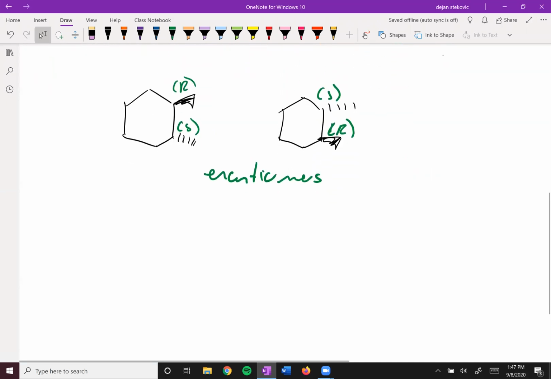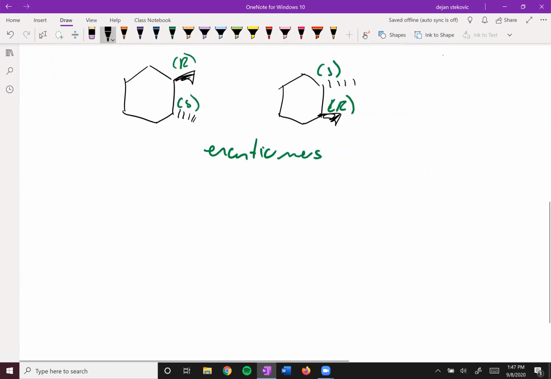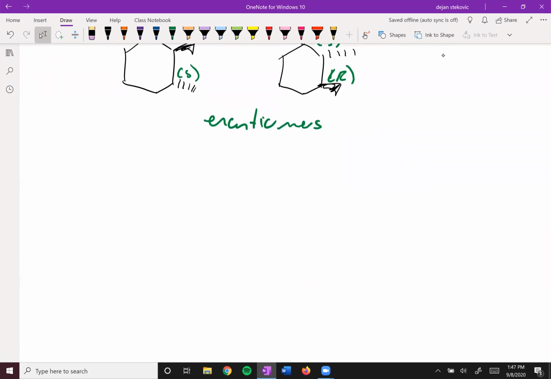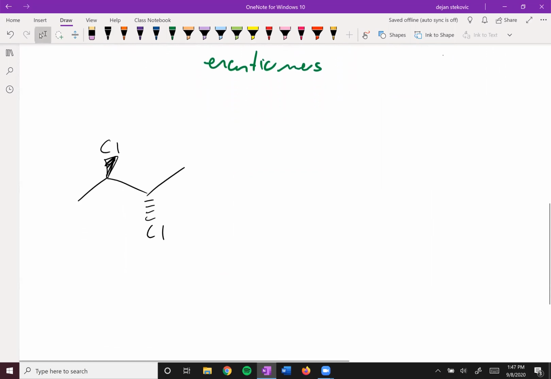Another thing that you want to keep on the watch for with these meso compounds is that they can be a little bit tricky, especially with non-cyclic alkanes. And that's because they can be given to you in an image like this. And so this doesn't look like it has any plane of symmetry.